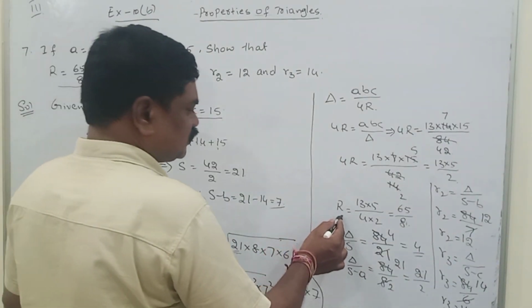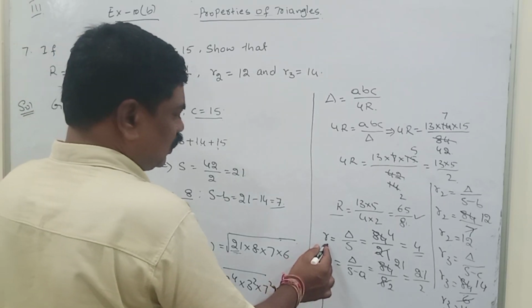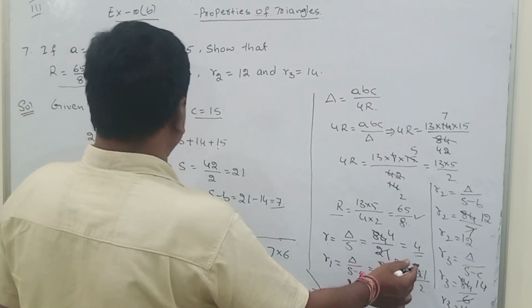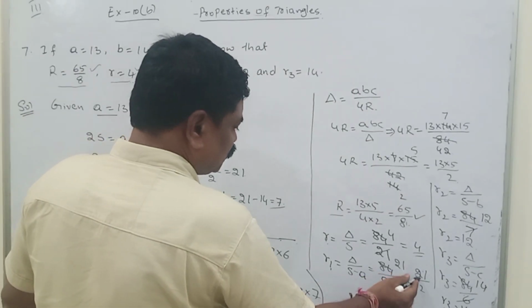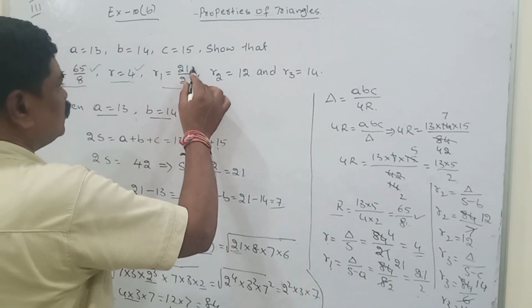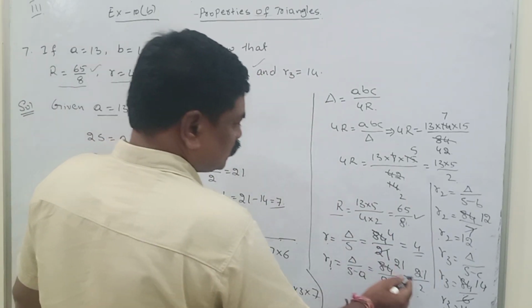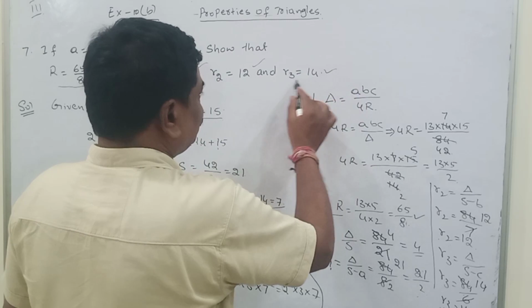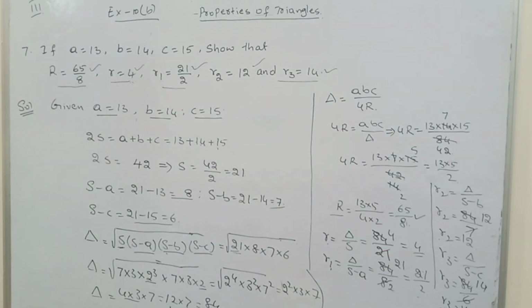So capital R is equal to 65 by 8. Small r is equal to 4. Small r1 is equal to 21 by 2. Small r2 is equal to 12. Small r3 is equal to 14. Okay, all of you, this is the conclusion of the problem.